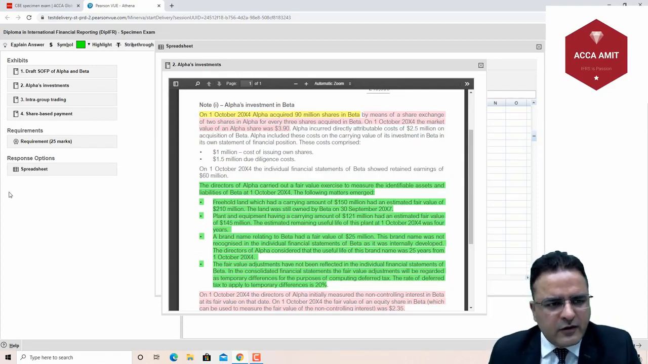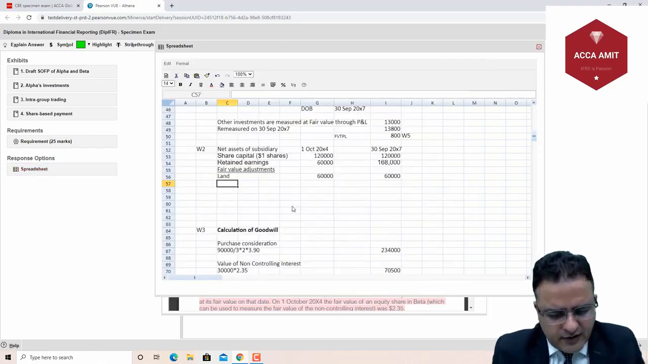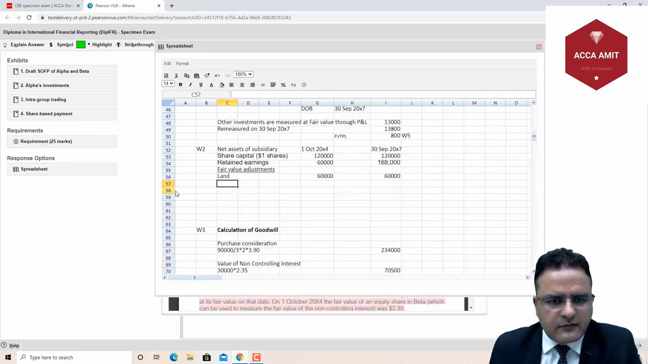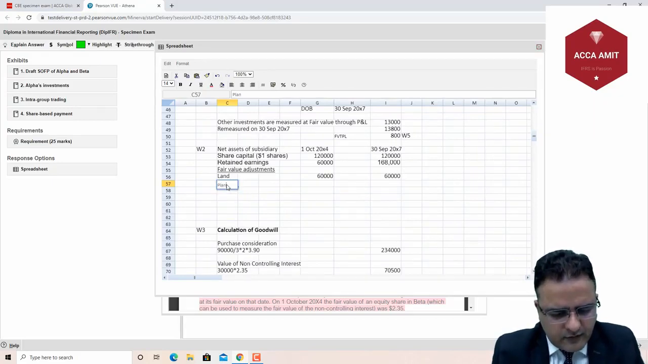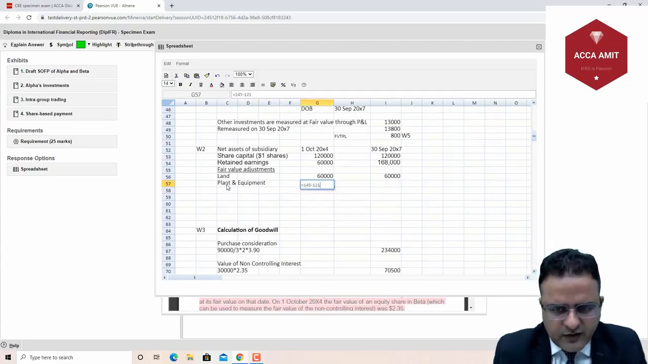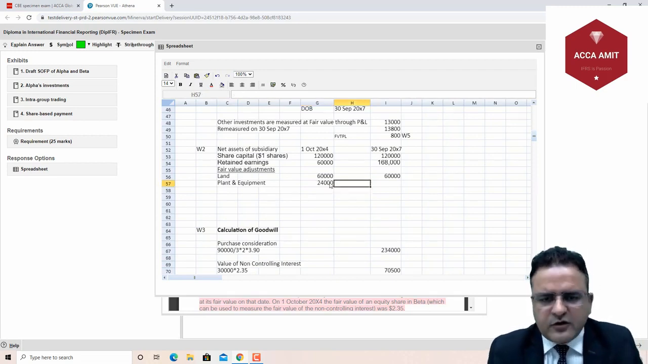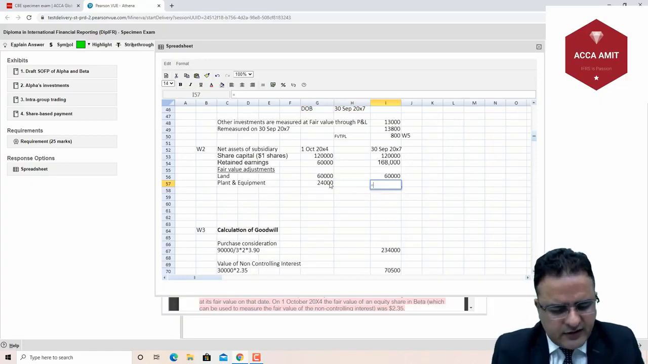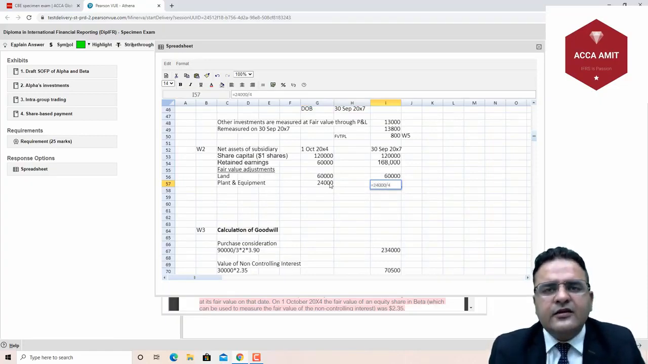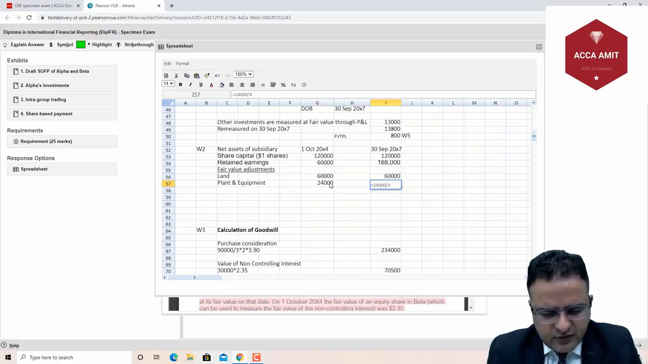So out of plant and equipment, 145 minus 121 is equal to 24,000, and 24,000 is to be depreciated over a period of 4 years. 3 years depreciation have already passed, so only 1 year's depreciation is left.